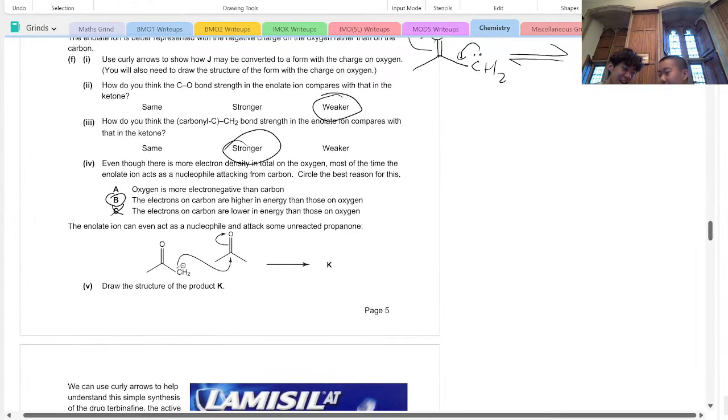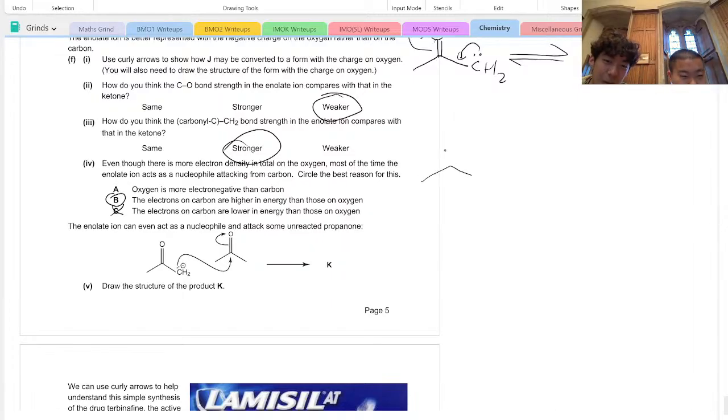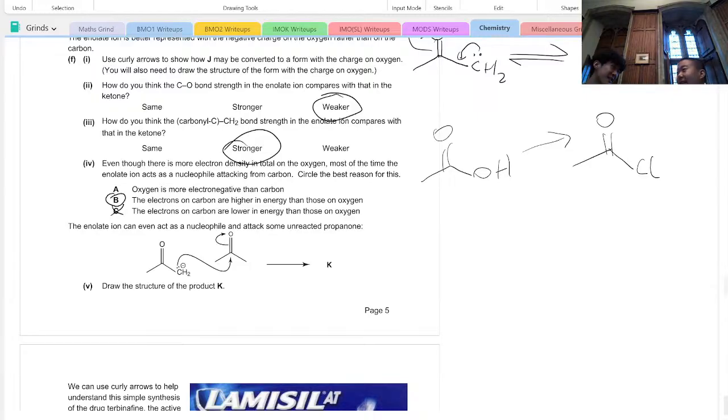Oh, also, this is a challenge. You know in carboxylic acids, it looks like this. You can make it into ethanoyl chloride. Do you think this is more reactive? Yeah, I'm going to say yes.